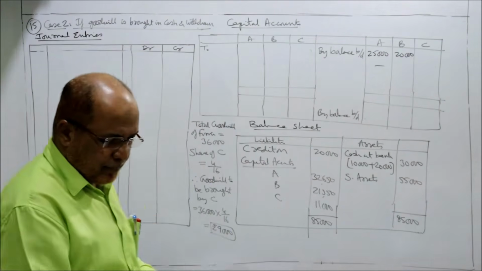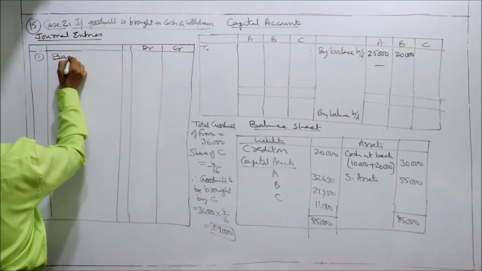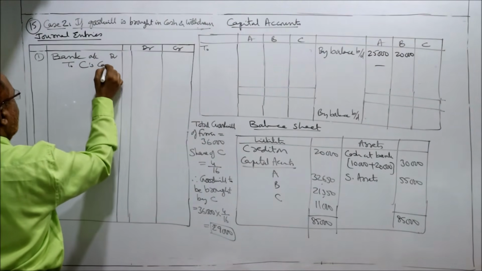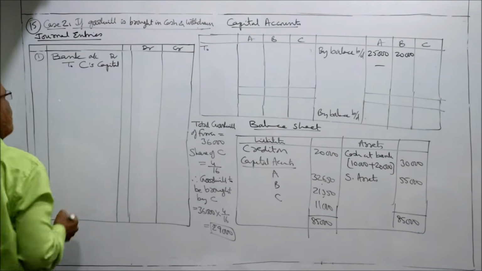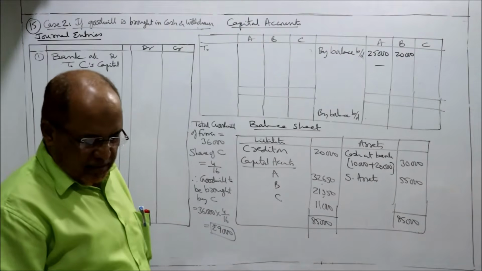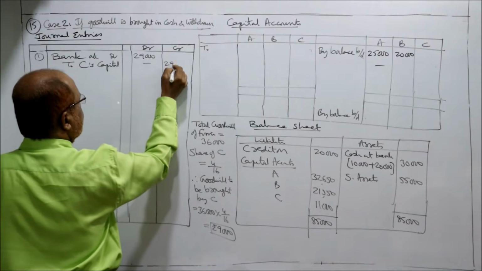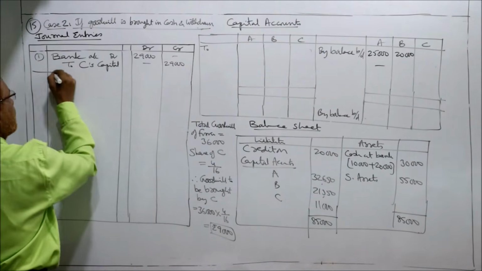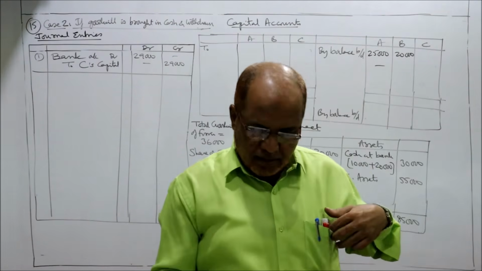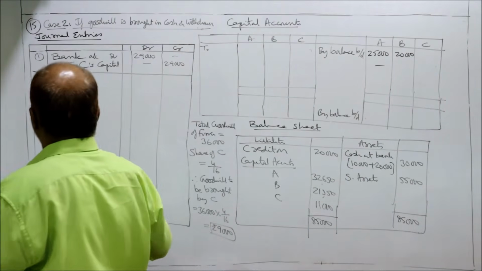So the entry will be Bank account debit to C's capital. So how much capital is he bringing in? 20,000 plus 9,000, 29,000. Narration: Being the cash brought by new partner.